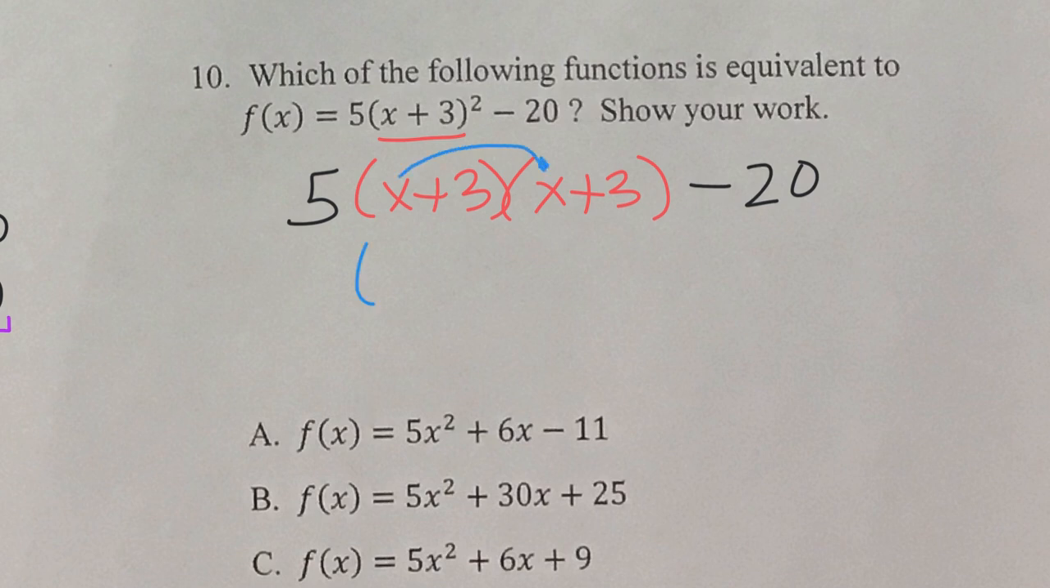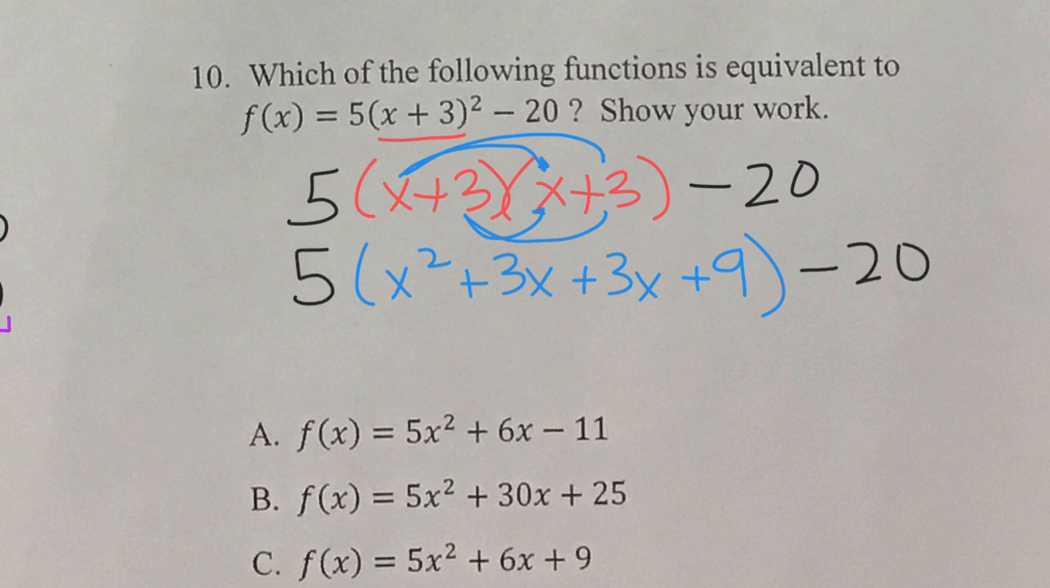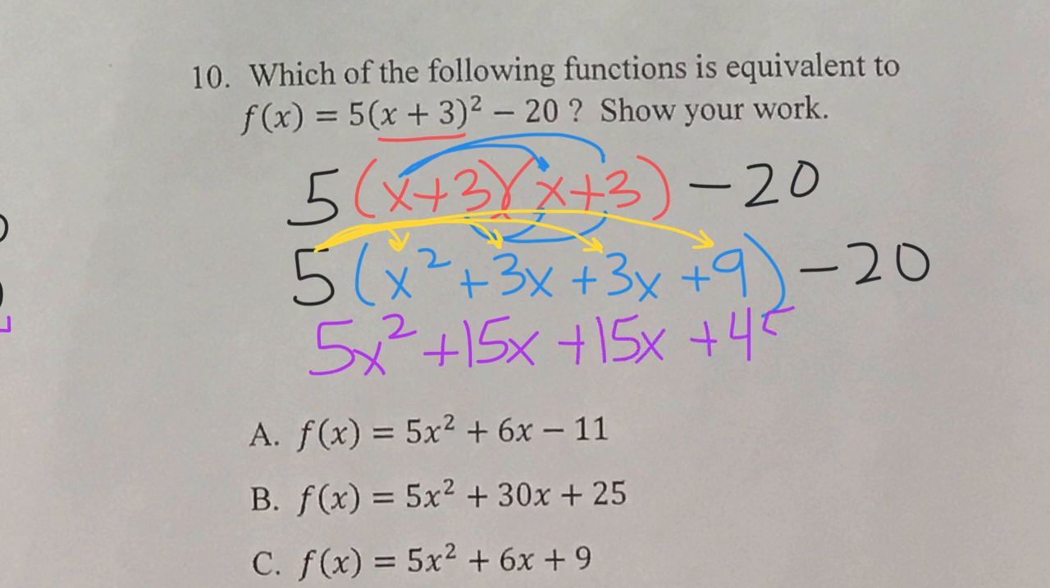So we have x times x, which is x squared. X times 3 is 3x. 3 times x is another 3x, and 3 times 3 is 9. Okay, and notice we're keeping all of this product in parentheses because all of it has to be multiplied by 5. So we can multiply all of these terms by 5 right now if you want to, which is a perfectly fine way to get rid of those parentheses. That gives us 5x squared plus 15x plus 15x plus 45.